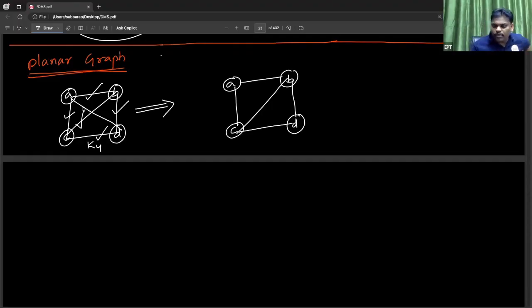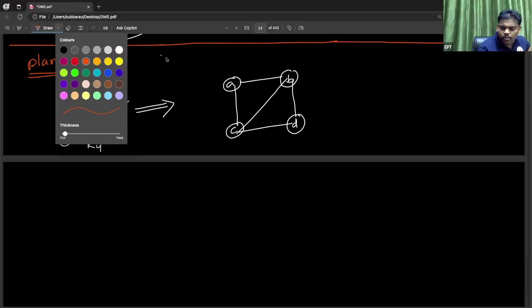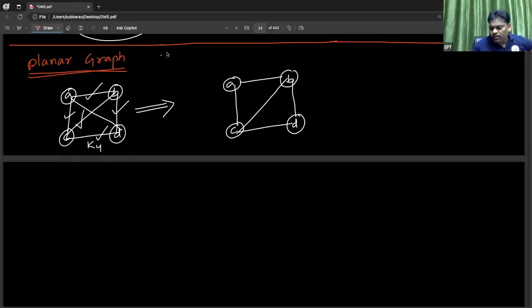Now observe everyone. Until now, no problem. Now the problem will come. Every edge I shifted, now one more edge is there, A to D. Can you see this one? If I write the A to D like this, is there any edge crossing or not?